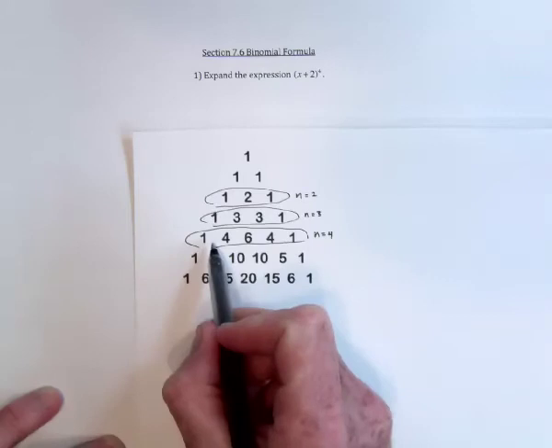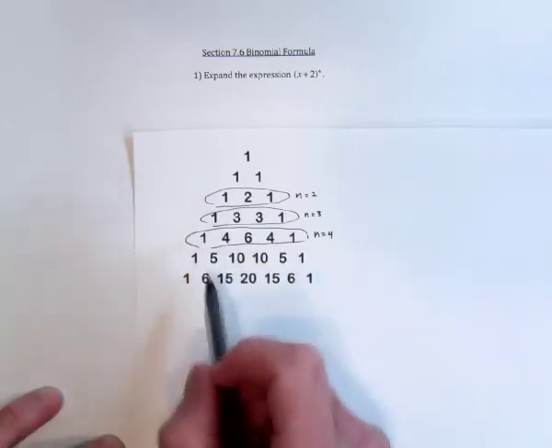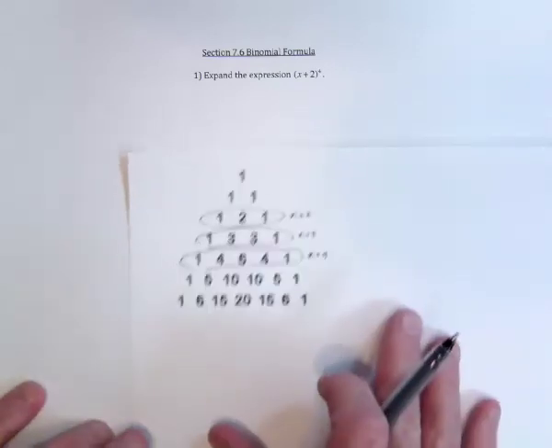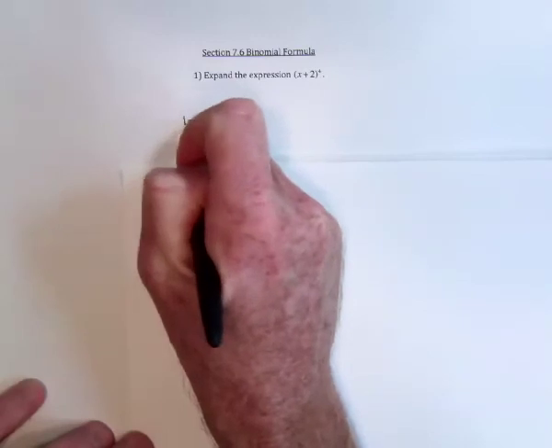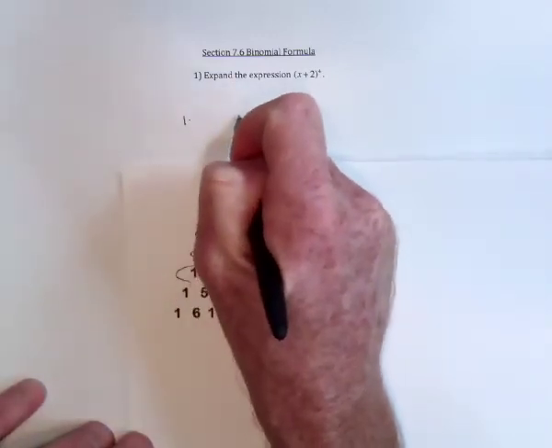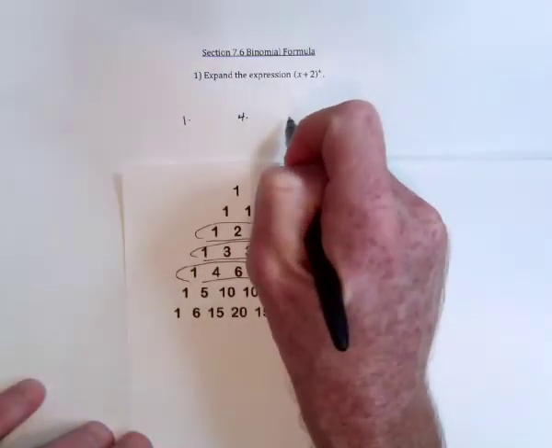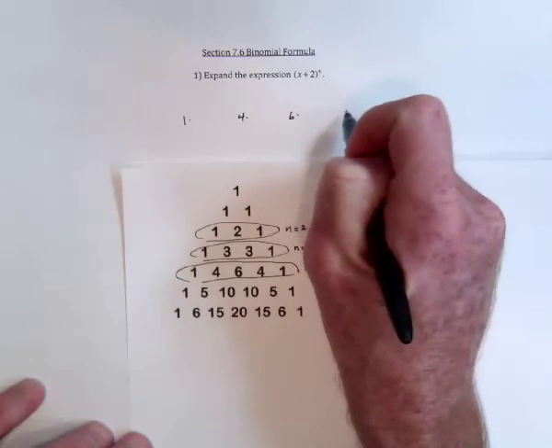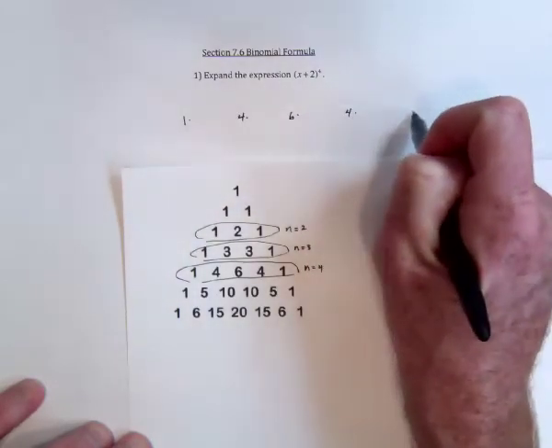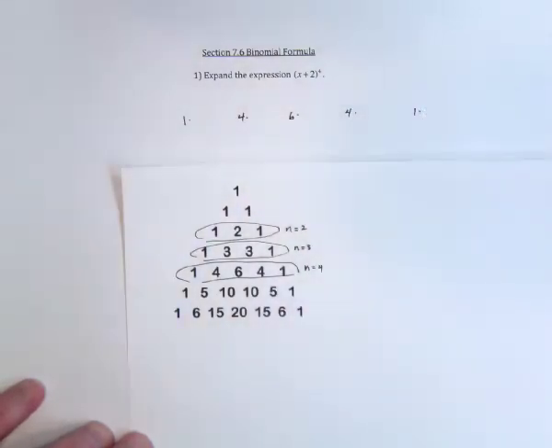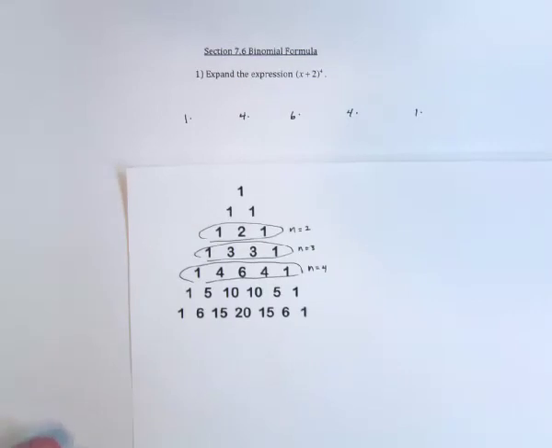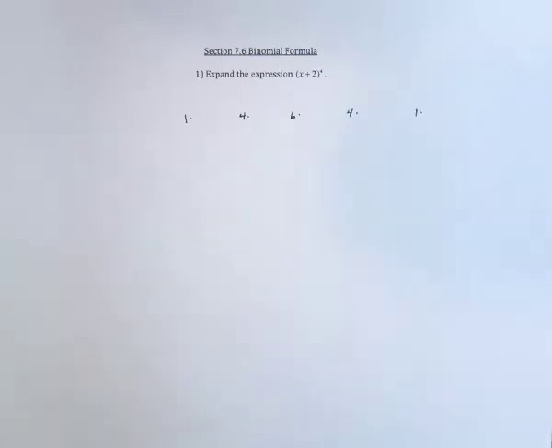And then these numbers say what the coefficients are going to be. The 1, 4. So that's going to give us a 1 times something, 4 times something, 6 multiplied with something, 4, and 1. Okay, so now we're done with Pascal's triangle.